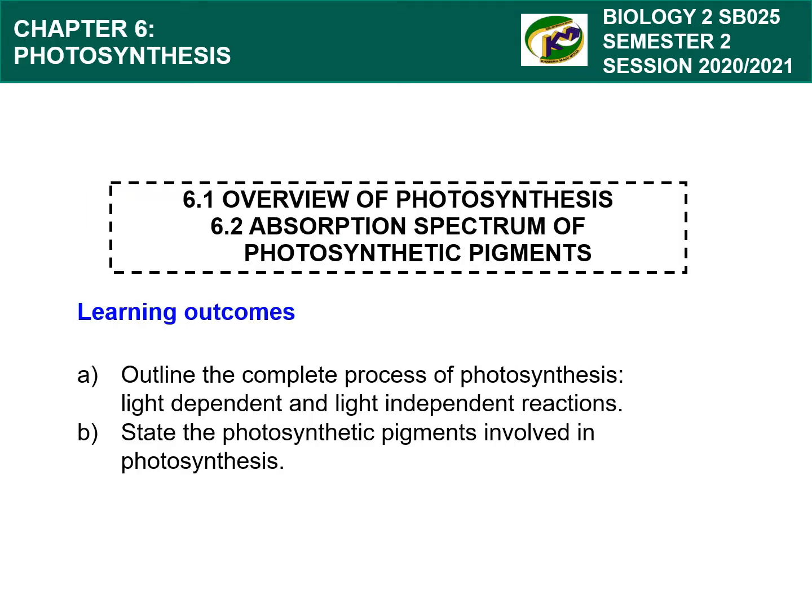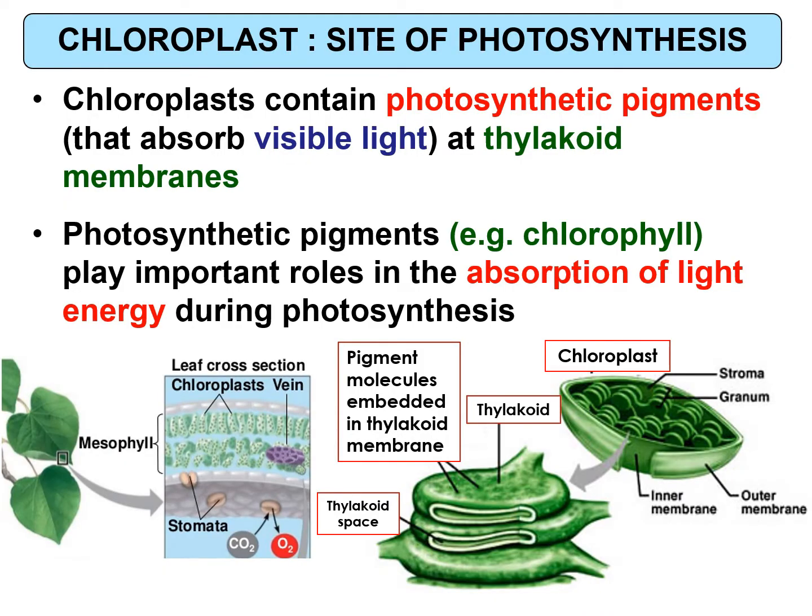The first subtopic is to outline the complete process of photosynthesis, which includes light-dependent and light-independent reactions. Then you have to be able to state the photosynthetic pigments involved in photosynthesis. Where does photosynthesis occur? The organelle involved is the chloroplast. So we are going to learn the detailed structure of the chloroplast, because chloroplasts contain photosynthetic pigments.